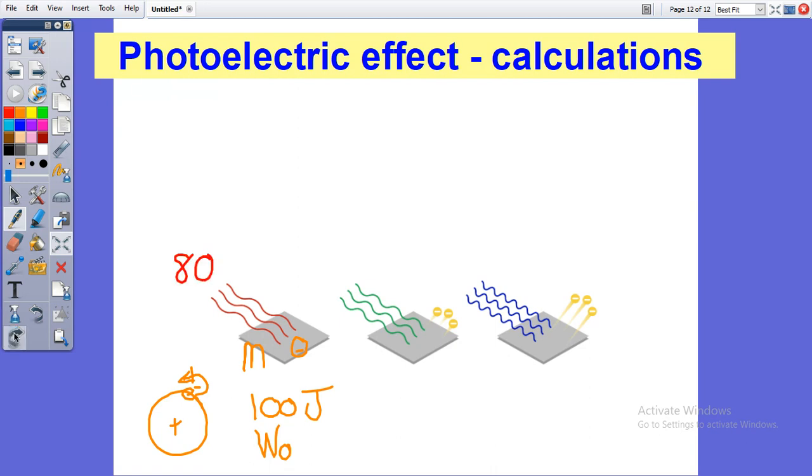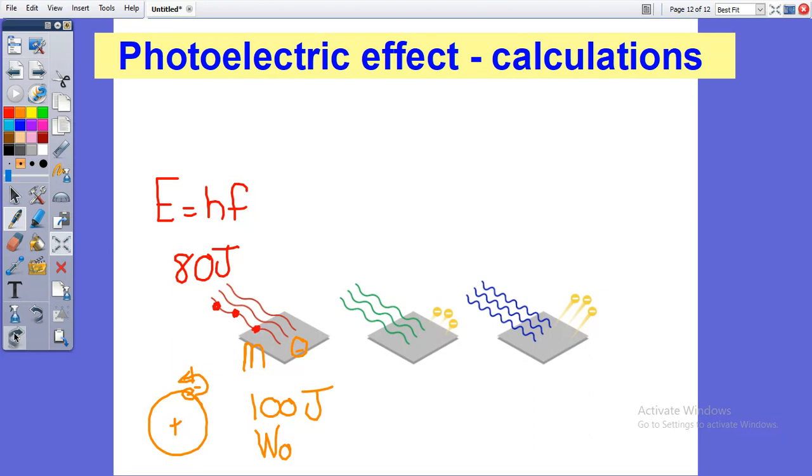Now, say the red light that we're shining onto this metal contains photons that have an energy of 80 joules. Now remember, E is equal to hf still. So we can work out the energy if we have the frequency, and we can work out the frequency if we have the energy. Either one of those two is normally given to you, or they can give you the wavelength. And then remember, you can use E equals hc over lambda as well.